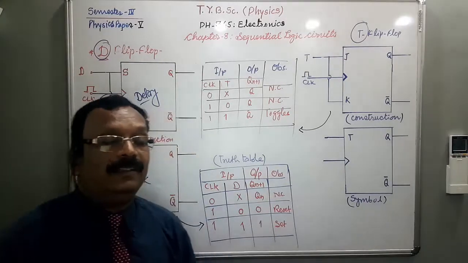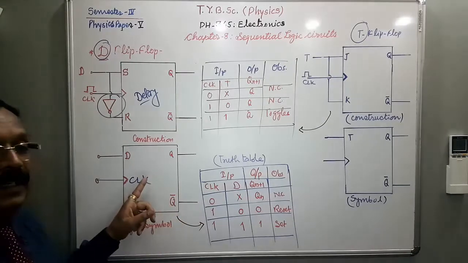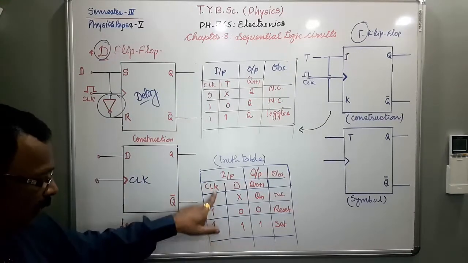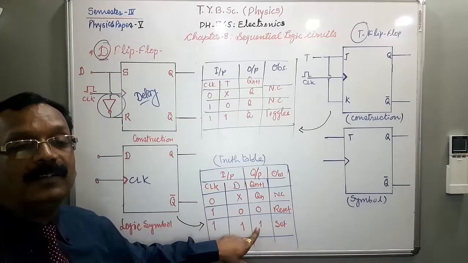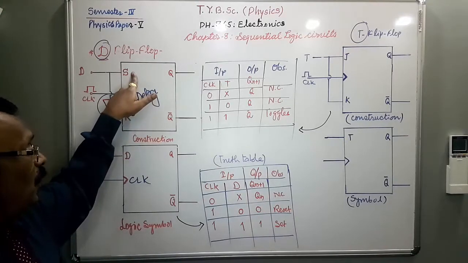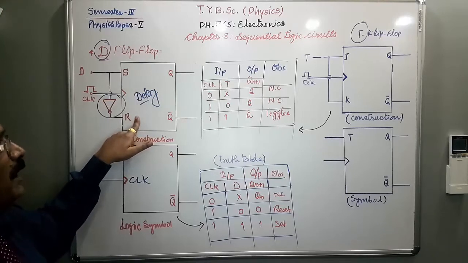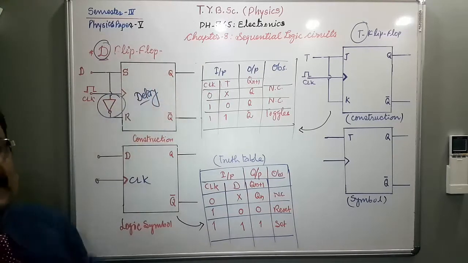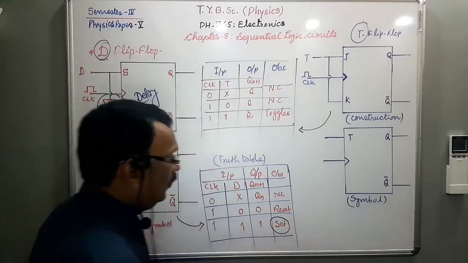On the other hand, when D is equal to 1, at that time the clock pulse is high. When the clock pulse is high and D is equal to 1, S is equal to 1. When S is equal to 1, its complement R is equal to 0. And when S is equal to 1, Q is equal to 1 and the flip-flop is set. This is the set.